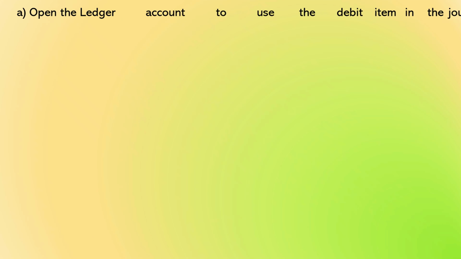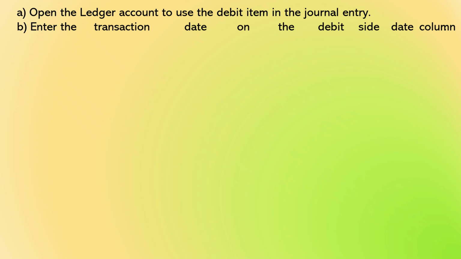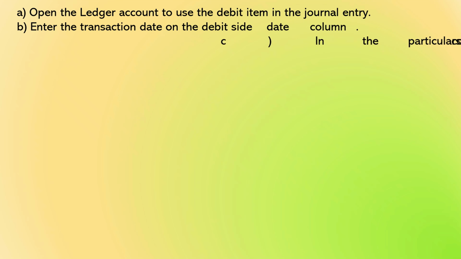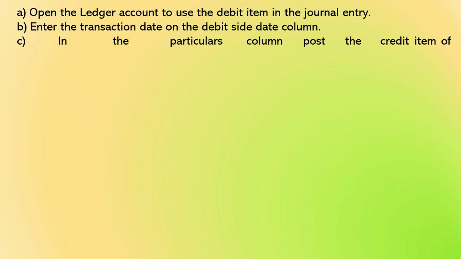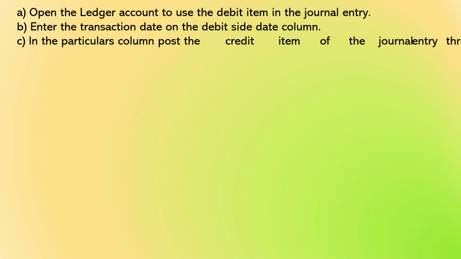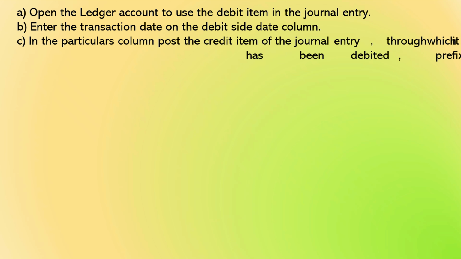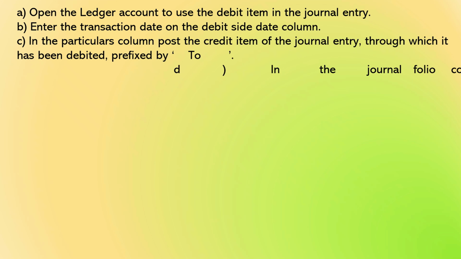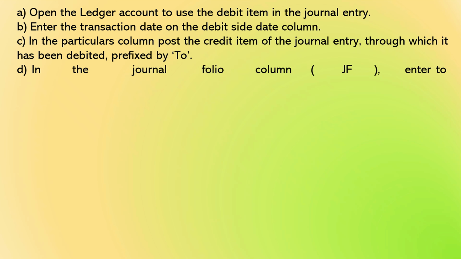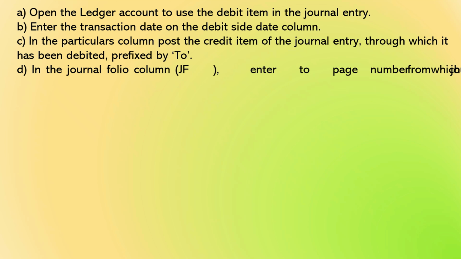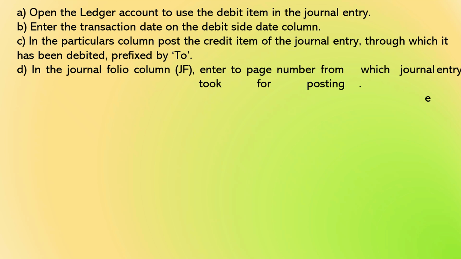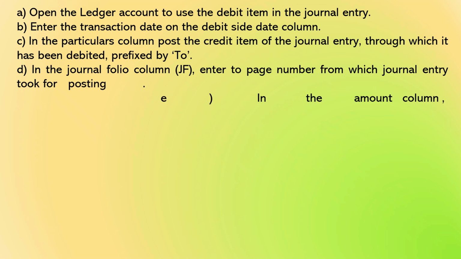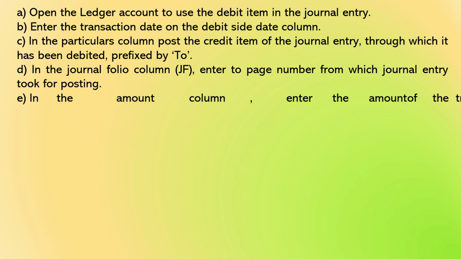B. Enter the transaction date on the debit side date column. C. In the particulars column post the credit item of the journal entry through which it has been debited, prefixed by "to". D. In journal folio column, JF, enter the page number from which journal entry is taken for posting. E. In the amount column, enter the amount of the transaction against the credit item, which you have entered in the particulars column.